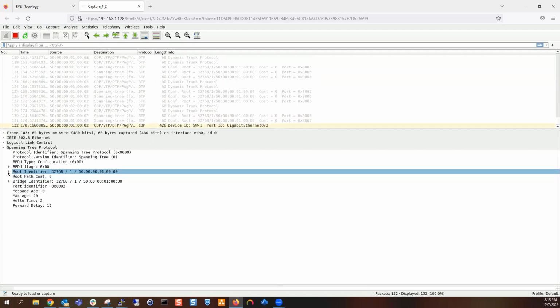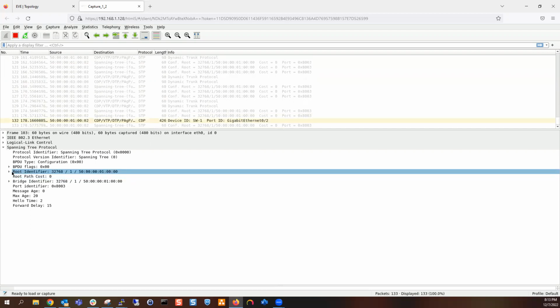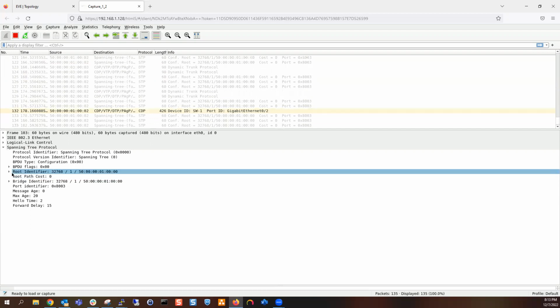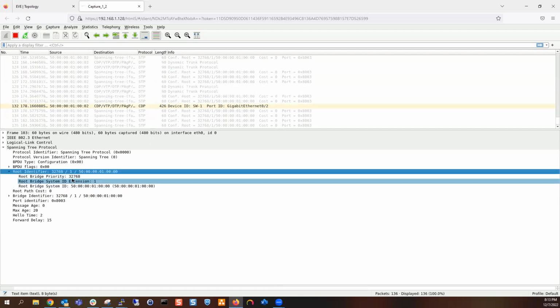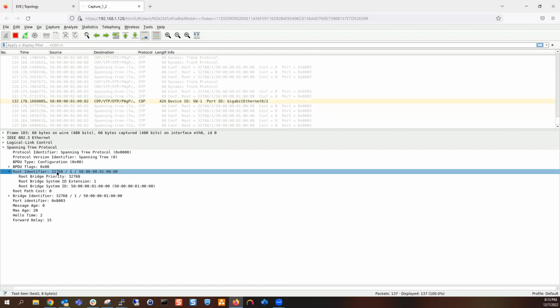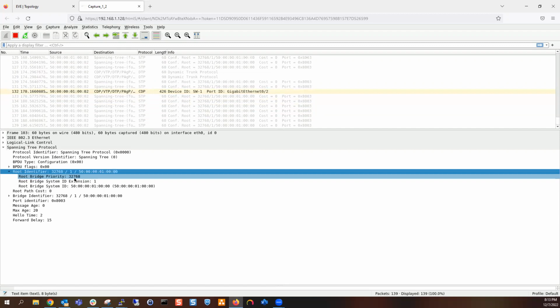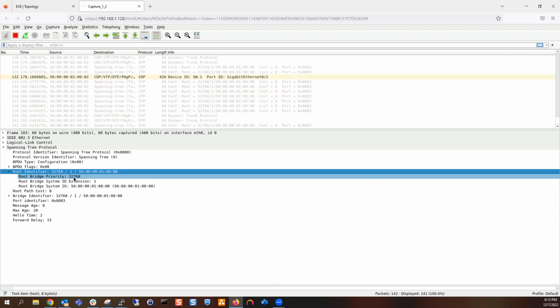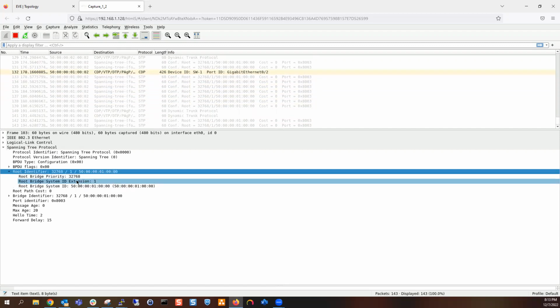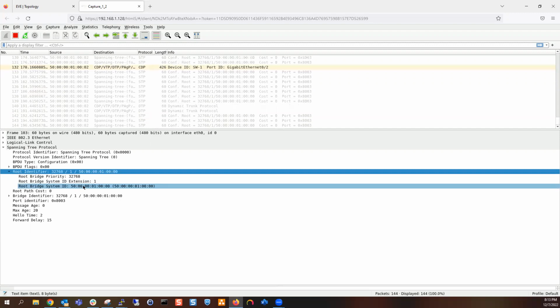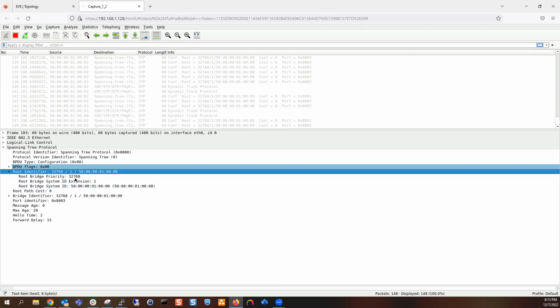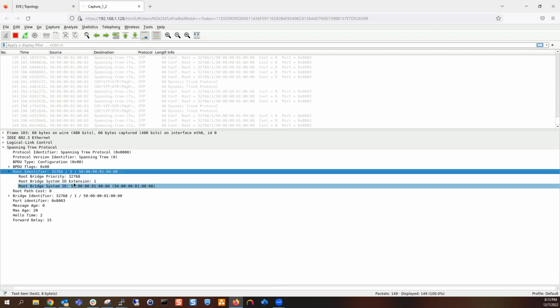So we have the root identifier. Remember, I told you this BPDU has to give us the root information. Hey, here's the root, here's the bridge ID of that root: the root bridge priority, the system ID, and the MAC address, the system MAC address for that switch. That's the bridge ID.